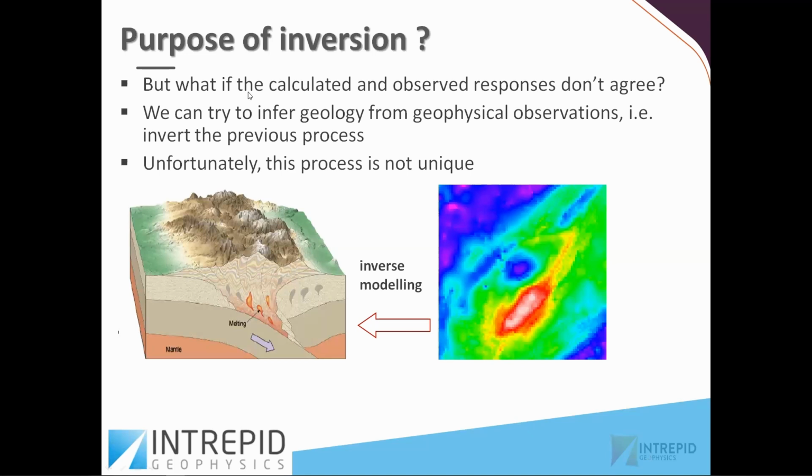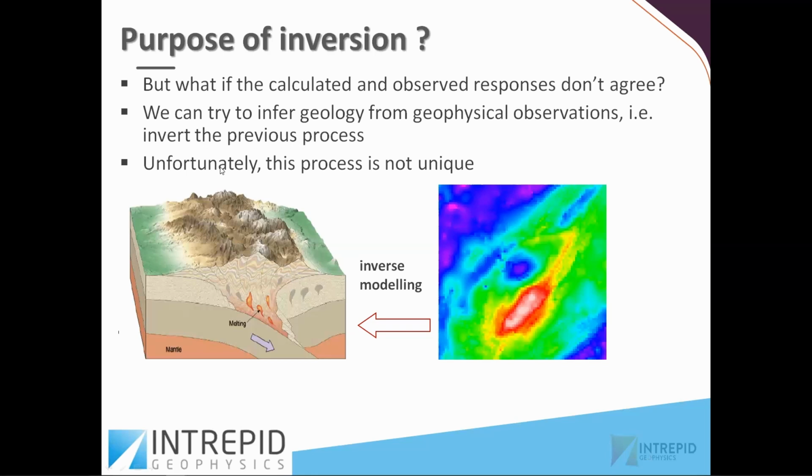Why do we do that? Because probably the calculated response, which is a forward response of our model, and the observed response may not match accurately, which is most of the time it doesn't match. We can try to infer the geology from geophysical observations. We do it in an opposite sense. We use geophysical observations to try to infer the geological geometry. That's why we call it invert, the previous process.